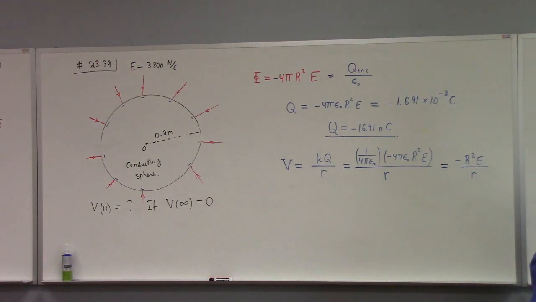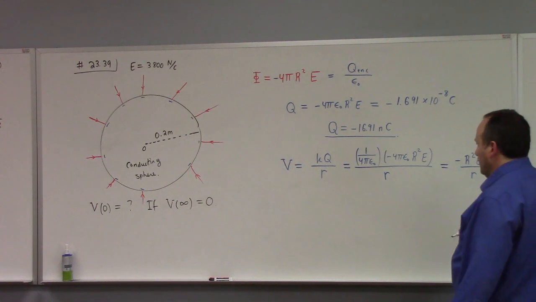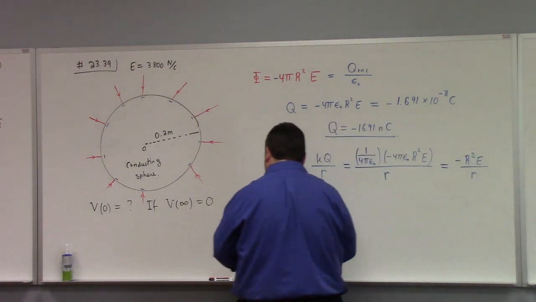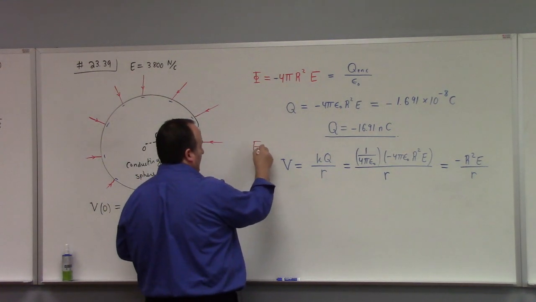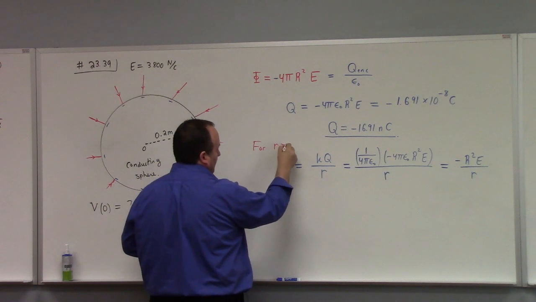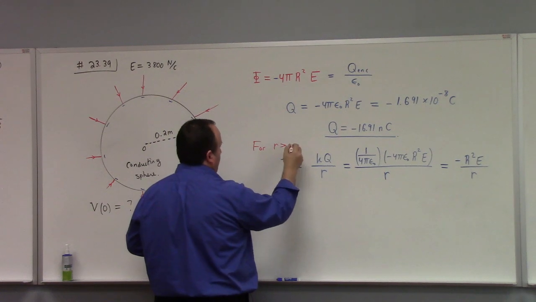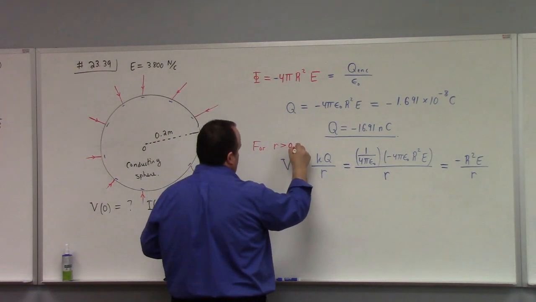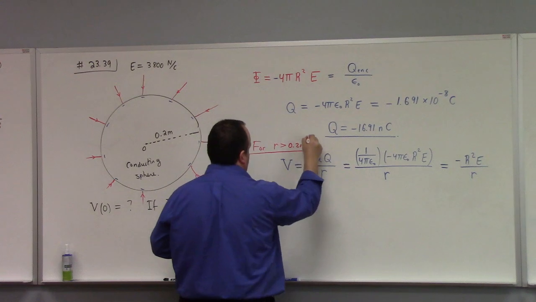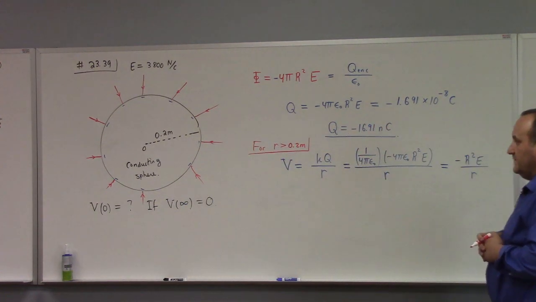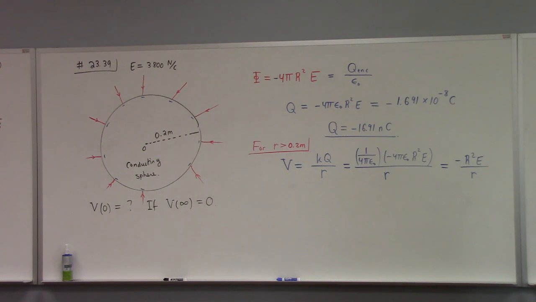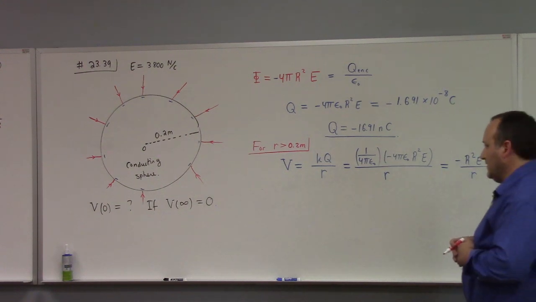Great, but this is only for what? What's the context of this formula? This is for little r greater than 0.2 meters. This is only a legit formula outside of the conducting sphere, because inside the conducting sphere, there's no variability of the voltage. The voltage is constant, as I was talking about a second ago.